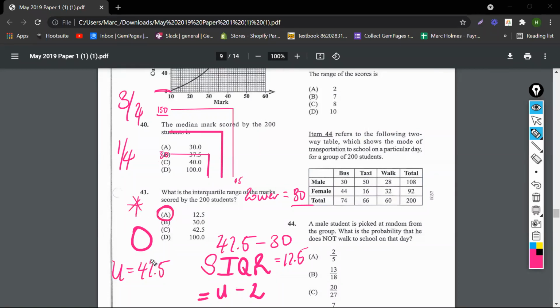But you can go over it, guys, if you're not remembering or understanding. It's very easy to find the SIQR. You just need to find the upper part of the cumulative frequency curve and the lower. Remember, the upper is always 3/4 of the graph and the lower is always 1/4 of the graph.